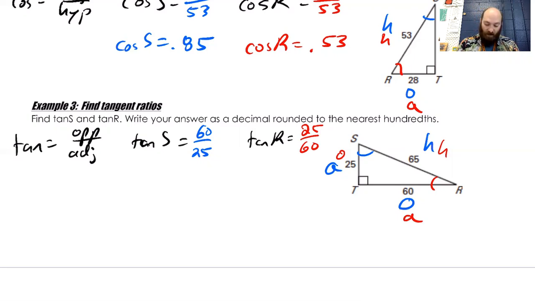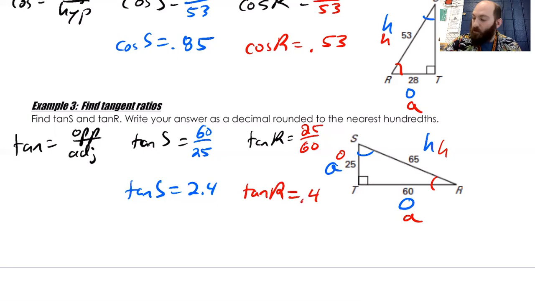So I got 60 divided by 25, which is going to give me 2.4. So tangent of S equals 2.4. And then 25 divided by 60 is going to give me, let me change that to red, tangent of R is equal to 0.42.